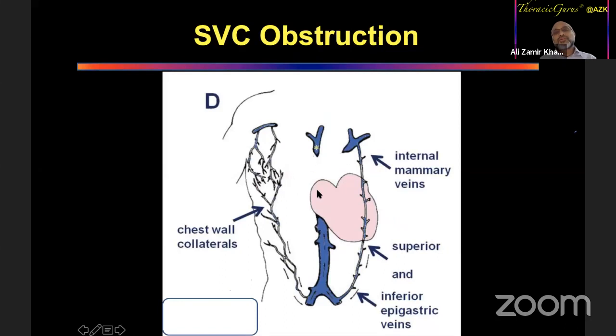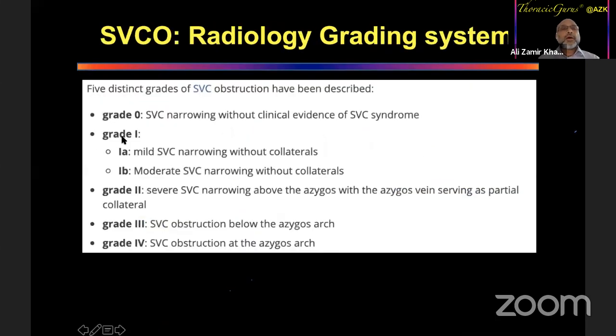So the whole of the system is blocked, and now the whole of the chest wall collaterals have come up, and internal mammary vein collaterals have come up. This is a way you actually identify the severity of the obstruction. There is a radiological grading from 0 to 4. Again, more or less the same, but the only difference is grade 1 has been further divided into 1A and 1B, which is with collaterals and without collaterals.